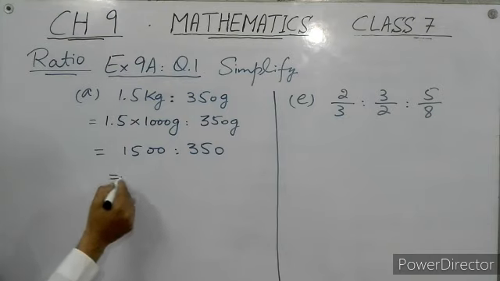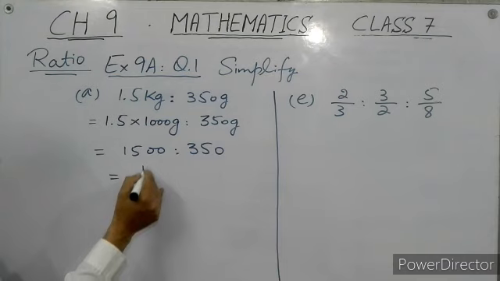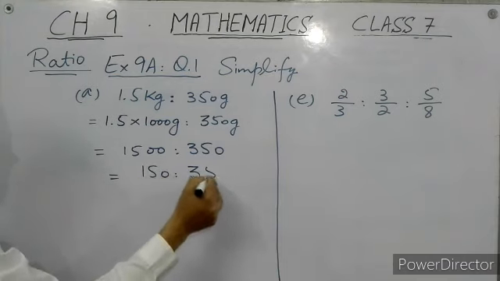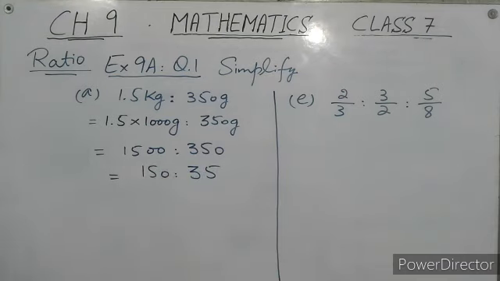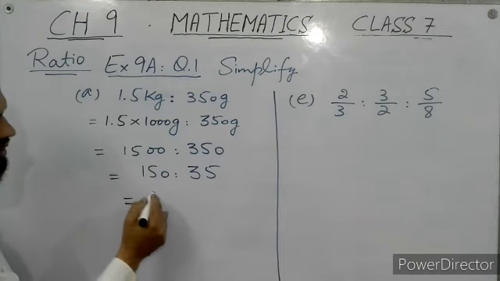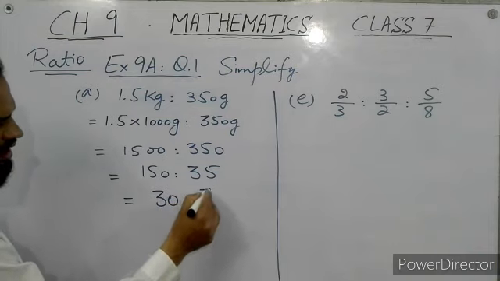But both the terms are divisible by 10. So divide both the terms by 10. We will get 150 is to 35. Then we will divide by the smallest prime number, 2. But 150 and 35 both are not divisible by 2. Then by the next prime number, which is 3. Both the terms are not divisible by 3. Then by 5. 150 and 35 both are divisible by 5. So divide them to get 30 is to 7.